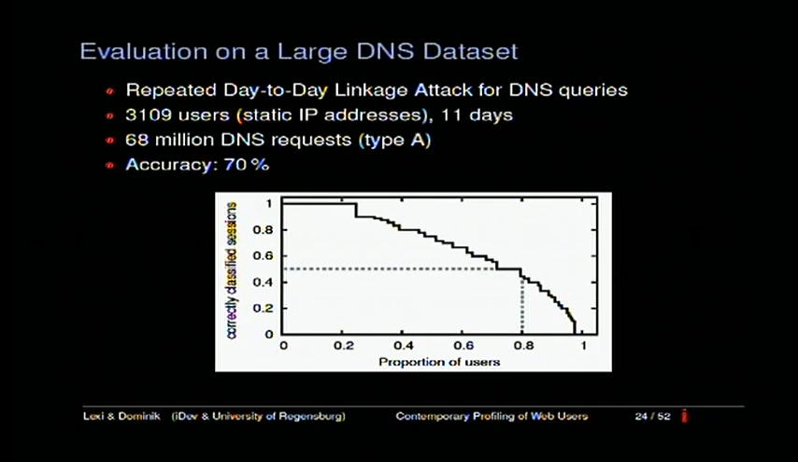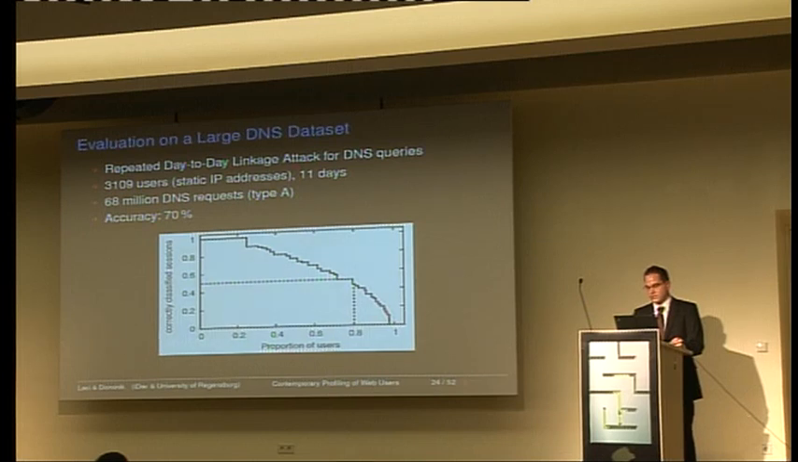Now, this is certainly not so interesting doing it with 28 users only. That's why we repeated the study with a larger body of 3,100 users, having 11 days of DNS logs of a big university. And the results are intimidating again. Accuracy is still at 70% overall. And what you can see in the graph here is that 80% of the users could be tracked on consecutive days at least 50% of the time.